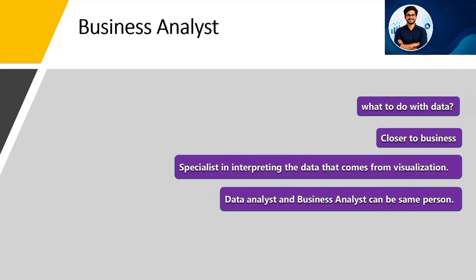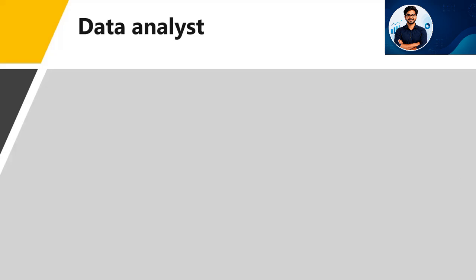A data analyst and a business analyst can be the same person. So it can be possible that in a business it may not be possible to have a different person as a business analyst and data analyst. So it can be possible that only one person performs both the roles, business analyst and data analyst. So what does a data analyst do?